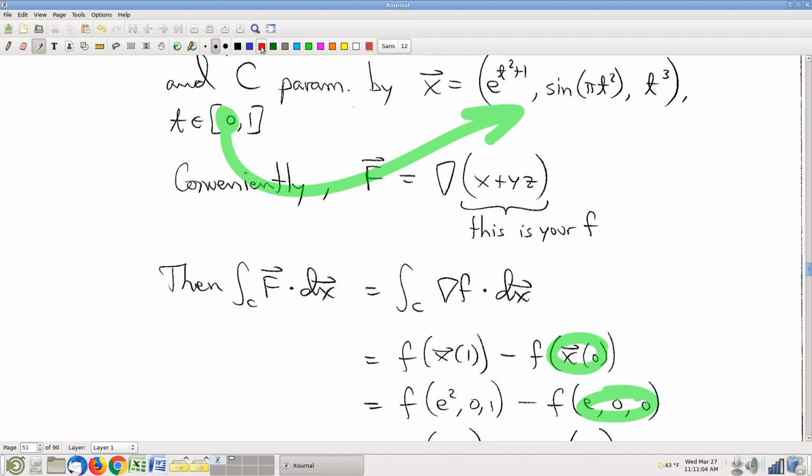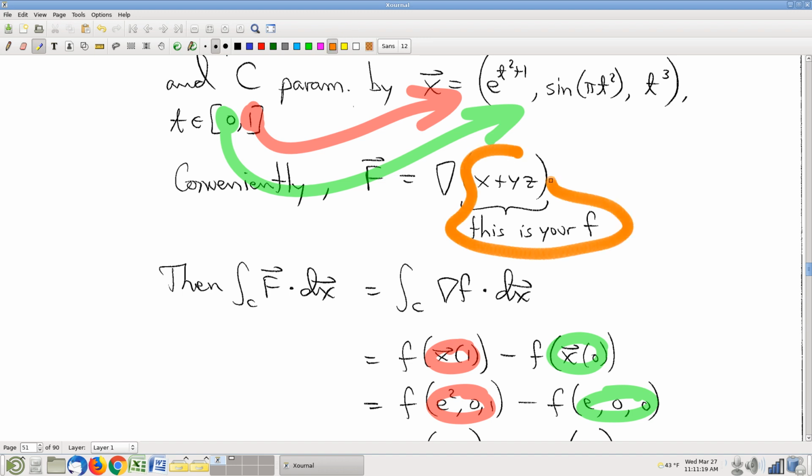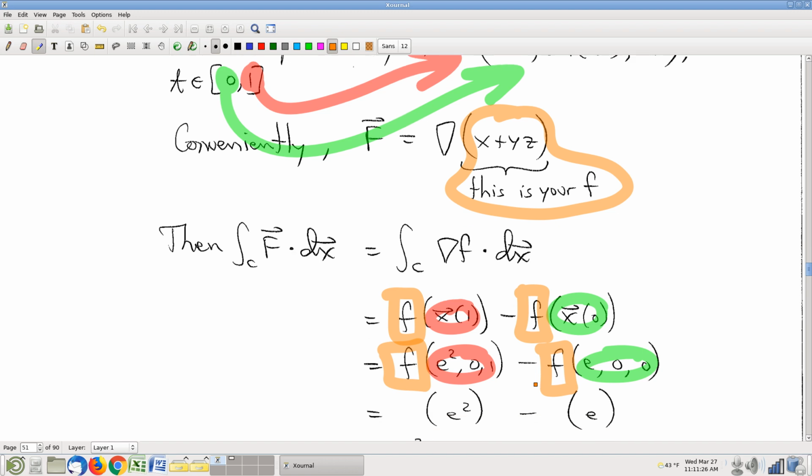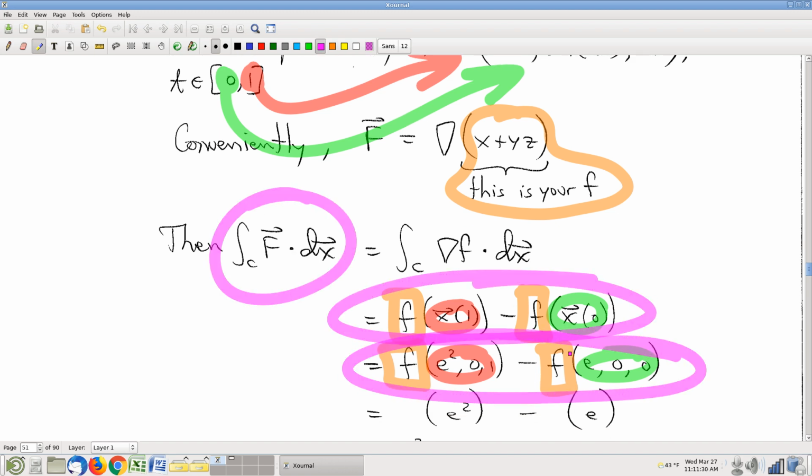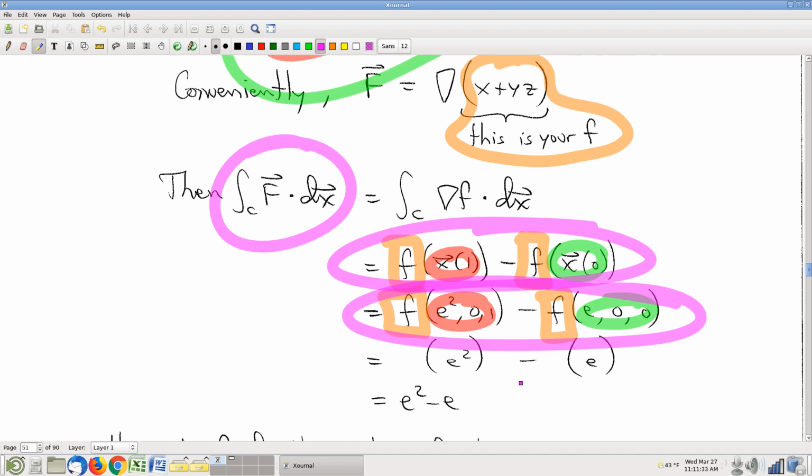I guess I'm going to do this after all. It ends when t is equal to 1. Plug that in. Little bit of arithmetic there, but e squared comma 0 comma 1. Those are your points. You plug those into your anti-gradient, F. And the integral is f of b minus f of a, which is e squared minus e in this case. And notice how painless that was.